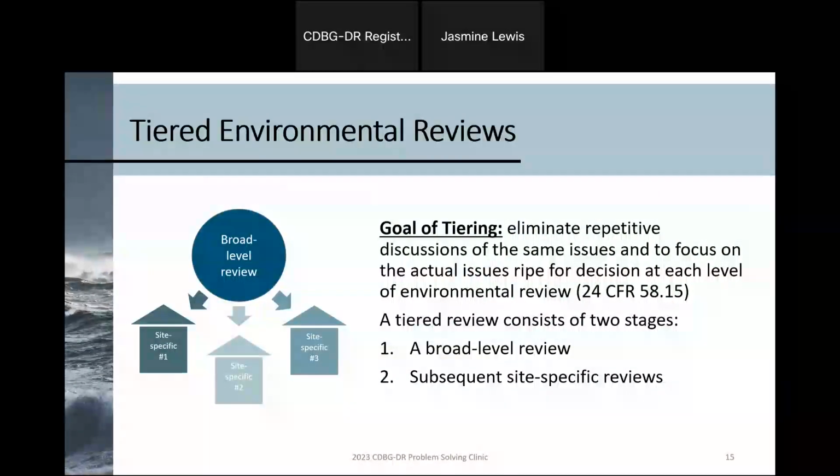So instead of doing individual environmental reviews for each and every single one of those specific sites, which becomes very tedious, repetitive, and can ultimately require a lot of additional time, you can establish a tiered environmental review, whereas you are taking a look at your geographical region to knock out as many of the laws and authorities as you can that's ripe for review. And then once you've actually identified the remaining specific sites, then you can conduct the second portion of that for the subsequent site-specific reviews.